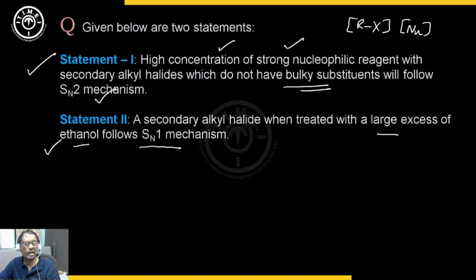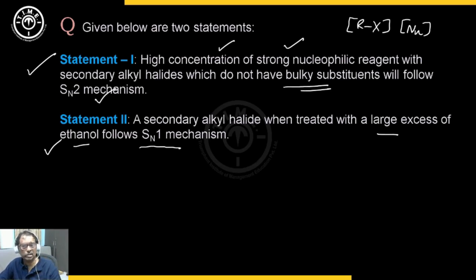So, a secondary alkyl halide doesn't have any big bent towards SN1 or SN2 because it is in between 1 degree and 3 degree. 1 degree wants to undergo SN2, 3 degree wants to undergo SN1, and 2 degree is in between. So, it can be molded. We can mold the secondary halide according to our requirement by choosing the solvent.